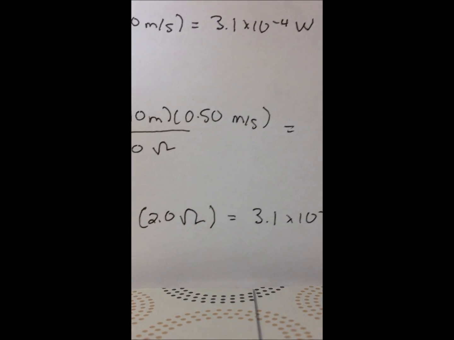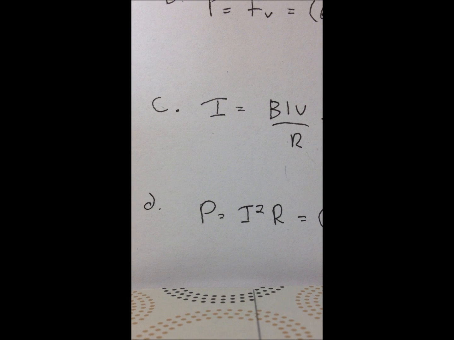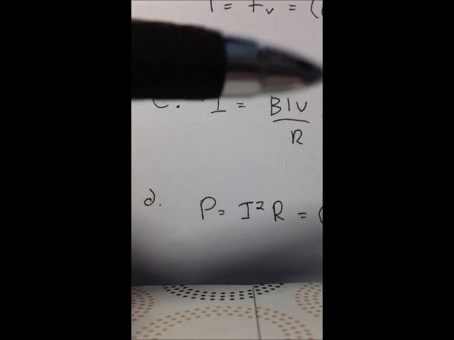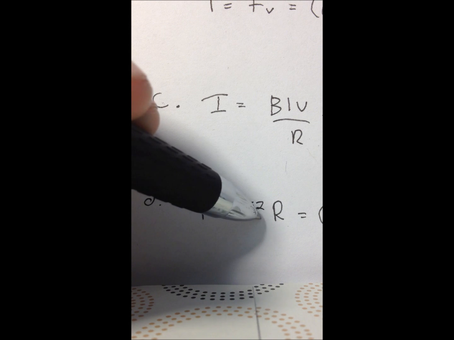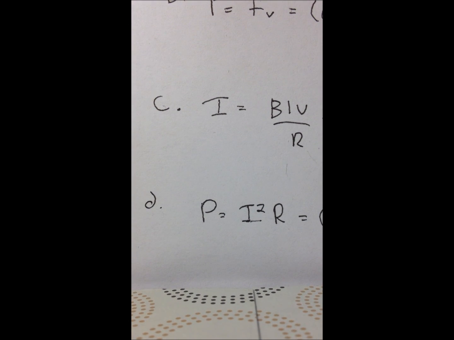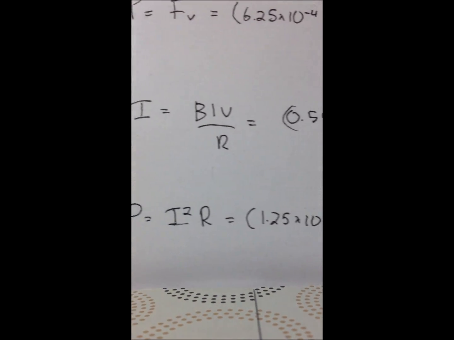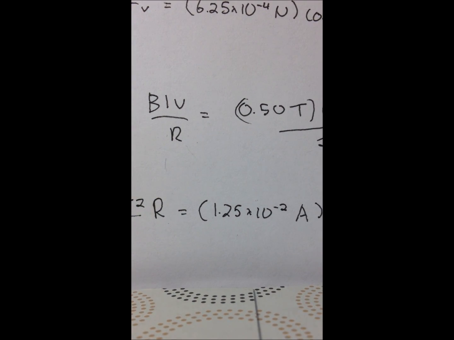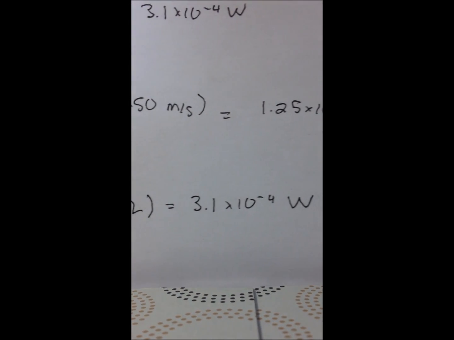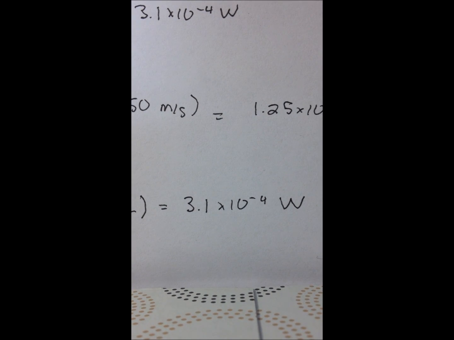And there's just one last question this has, and that is D, which is how much power is dissipated in the resistor. So power, once again, is I squared times R, and we're just using that current that we just got, which is 1.25 times 10 to the negative 2 amps, times R, which is 2 ohms, which gives us 3.1 times 10 to the negative 4 watts. And that's your final answer.